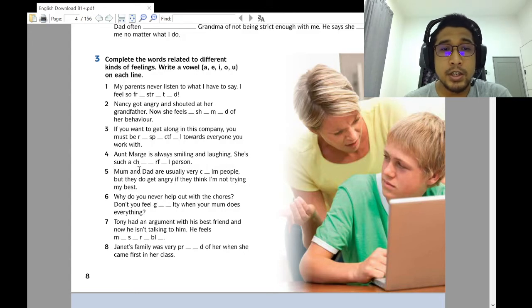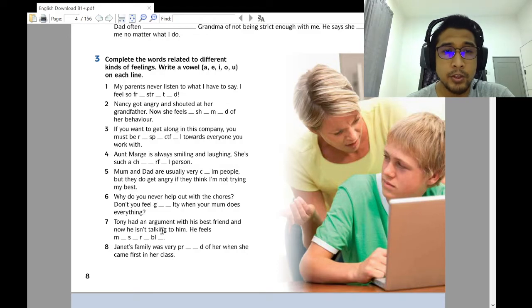Aunt March is always smiling and laughing. She's such a cheerful person. Cheerful. Mom and Dad are usually very calm people. Tenang. Calm. But they do get angry if they think I'm not trying my best. Number 6. Why do you never help out with the chores? Don't you feel guilty? That's right. Guilty. Bersalah when your mom does everything.